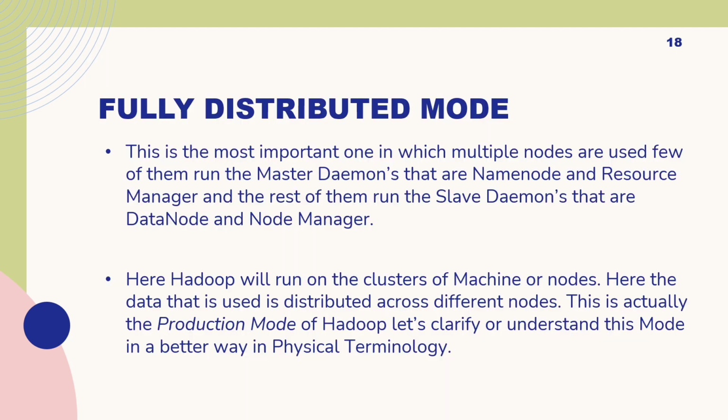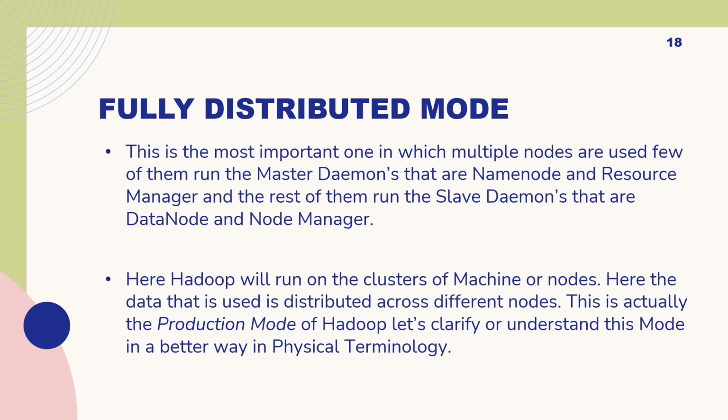Now the third is fully distributed mode. This is the most important one, in which multiple nodes are used. Few of them run master daemons, that are name node and resource manager, and the rest run slave daemons, that are data node and node manager. Here Hadoop will run on a cluster of machines or nodes. Here the data that is used is distributed across different nodes. This is actually the production mode of Hadoop.